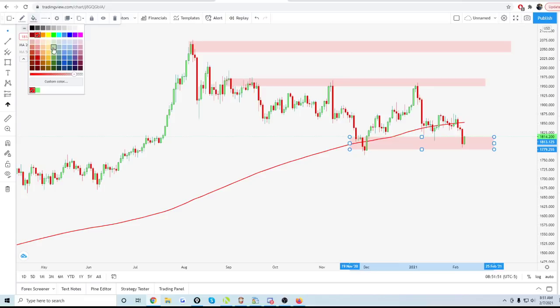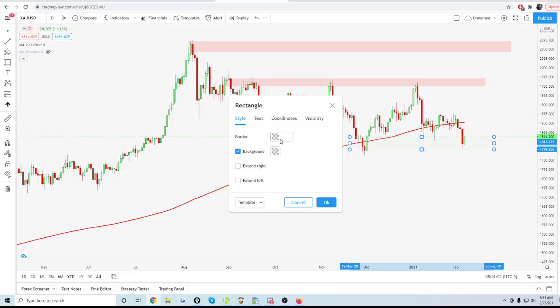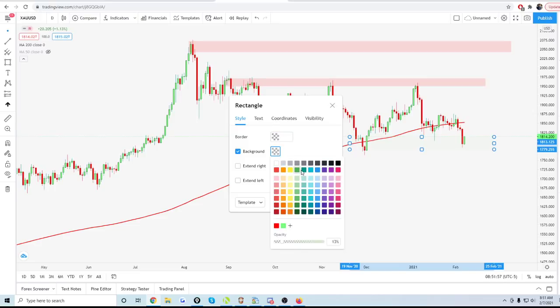Let me say this. So, oh, that's not a good color. Let's try that again, Nick. If I go to background and make green, is that gonna work?